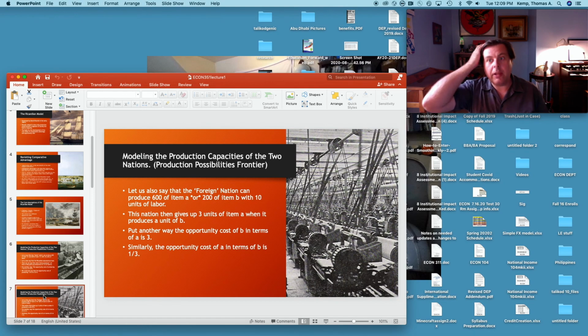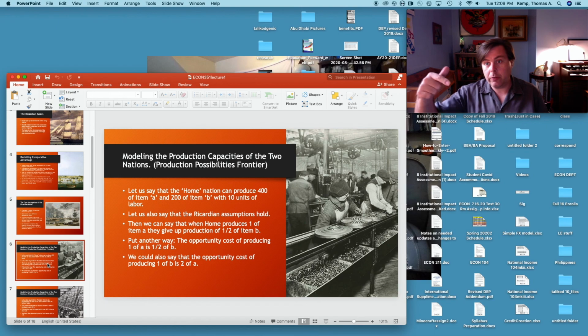So let's say that our foreign nation, back here on this previous slide, that's our conditions for our home nation. So please draw that out, like I said. The slope of the production possibilities function should correspond to what you see there. Double check that. Pause. And we're back.